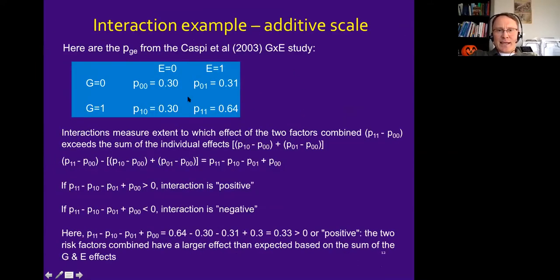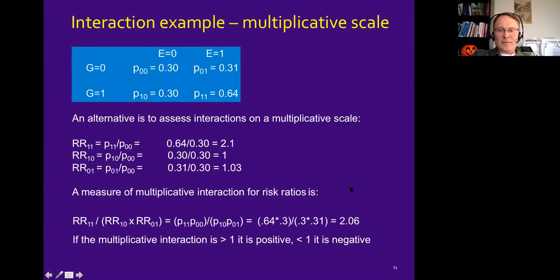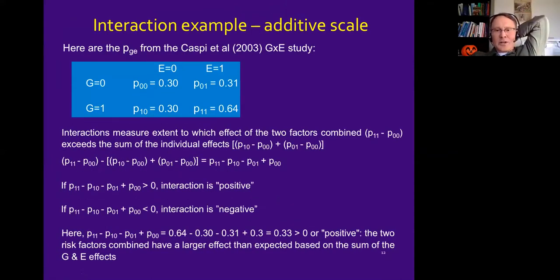So here's just the CASP example. Under the additive model, we look at P11 minus P10 minus P01 plus P00. That is, the joint effect minus the genetic effect and the environmental effect summed. If that's over 0, we call the interaction positive, and if it's under 0, we call it negative. In this case, we've got 0.64 minus those two plus 0.3, which is positive. So we say there's a positive interaction, so that the effects of G and E combined are larger than expected based on the sum of the G and E effects.